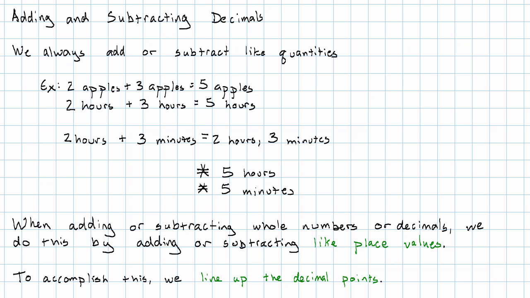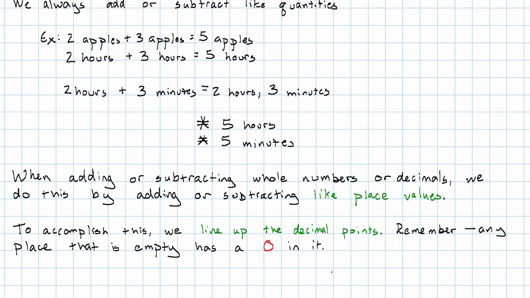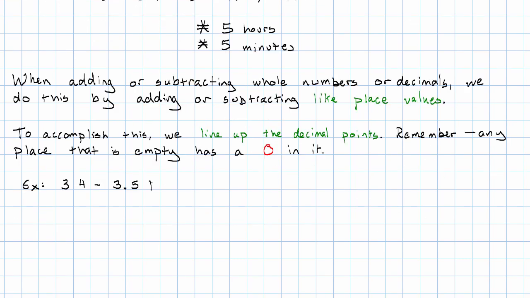Now, the big place that this might get us into trouble if we're doing decimal arithmetic by hand is when we're doing subtraction, because we sometimes forget that any place that's empty has a 0 in it. So if we were to subtract, for example, 34 minus 3.51, well, 34 as a whole number has an invisible decimal point at the end. Lining up the decimal points, I've got 3.51, and then I have invisible zeros in these 2 empty places.